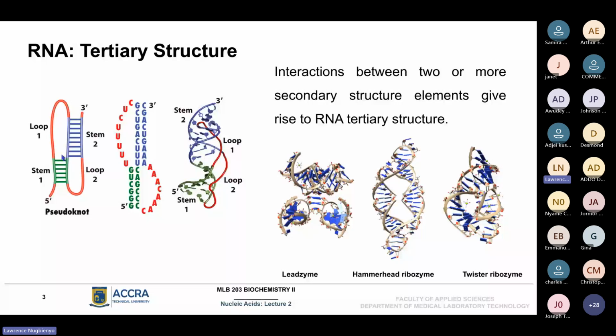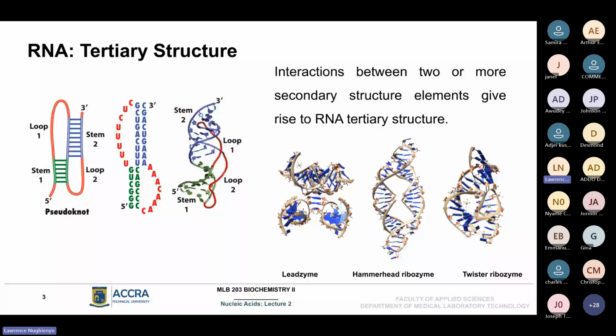And so because you have two secondary structures in it, the entire structure is a tertiary structure. That's all it means. So if you take any RNA molecule and it has more than one secondary structure in it, then the structure of the entire molecule is a tertiary structure.